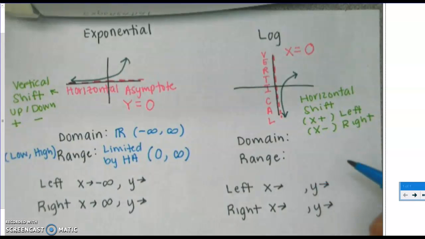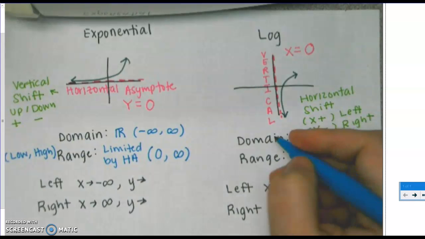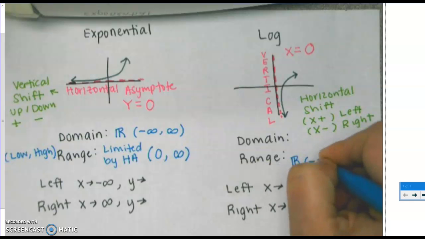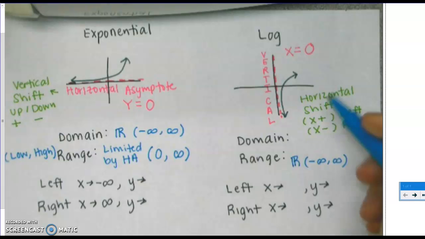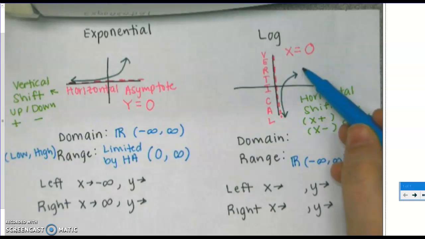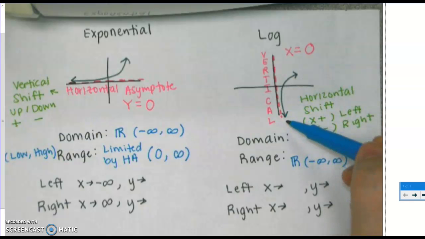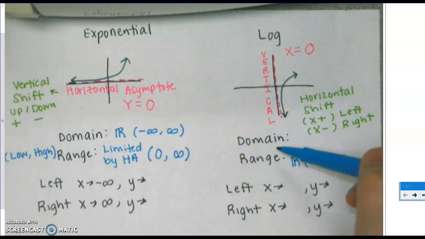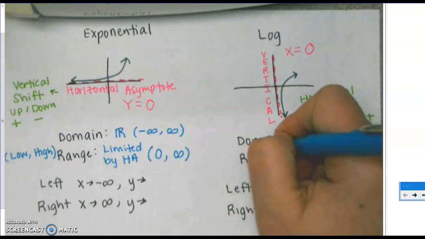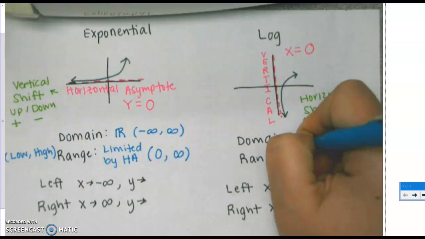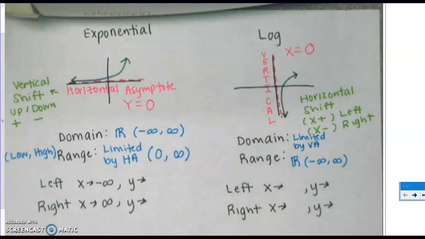All right, this is reversed for a log. For a logarithm, your range is all real numbers because an arrow is going to point down and an arrow is going to point up. So for a logarithm, your range is not limited. However, your domain is. Your domain is limited by your vertical asymptote.